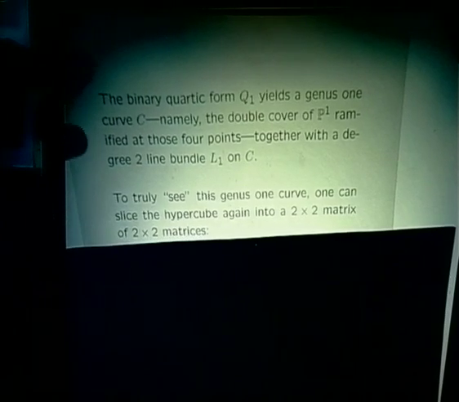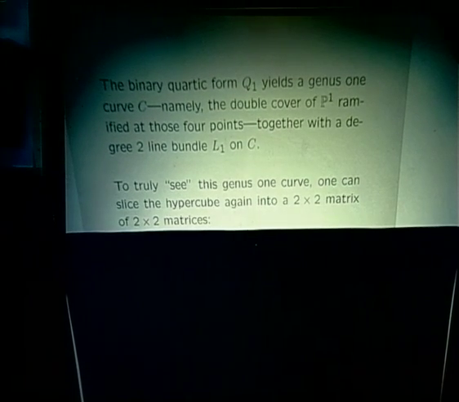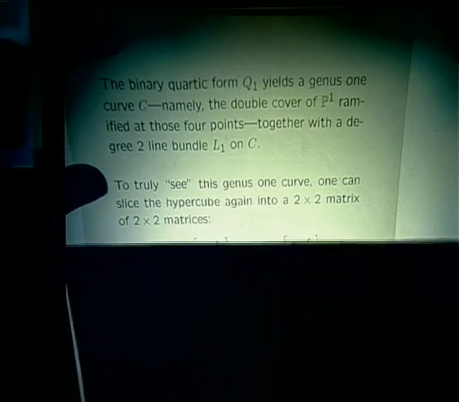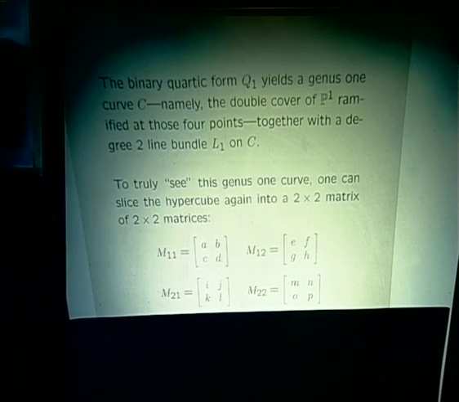And to actually see this genus 1 curve, you can see it just inside this hypercube. Because now there are more ways to slice a hypercube. You can take a hypercube and make a 2 by 2 matrix of 2 by 2 matrices. Like that. So here the hypercube has now been made into a 2 by 2 matrix of 2 by 2 matrices.